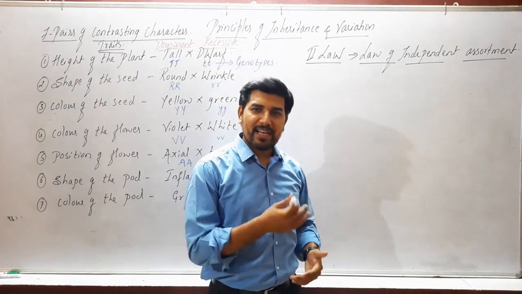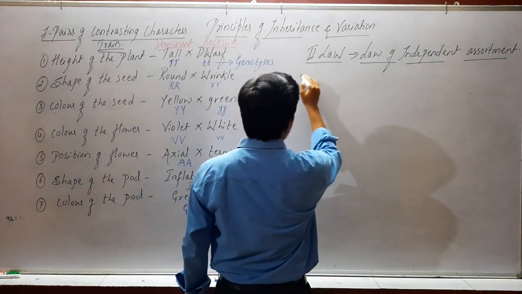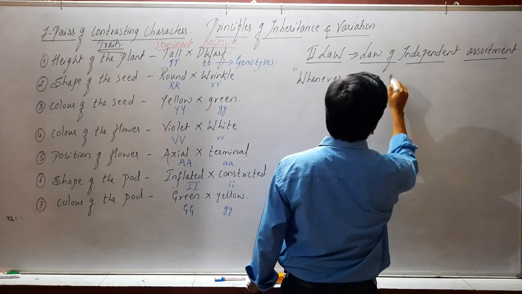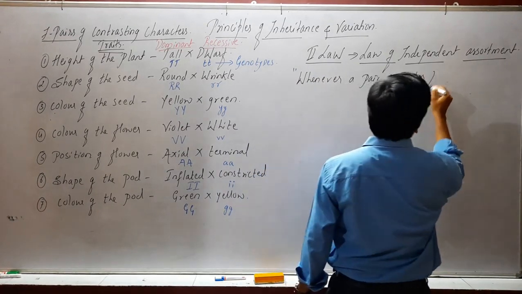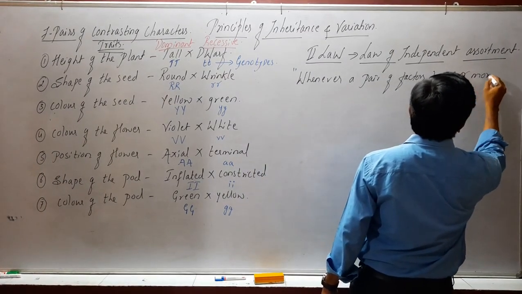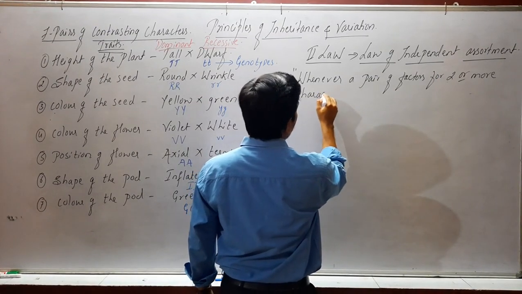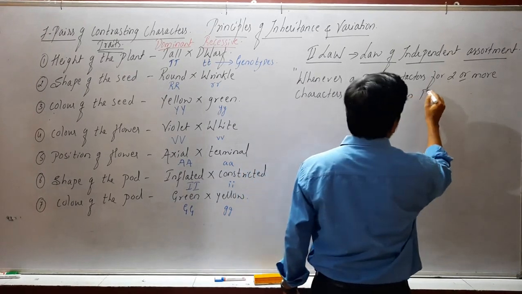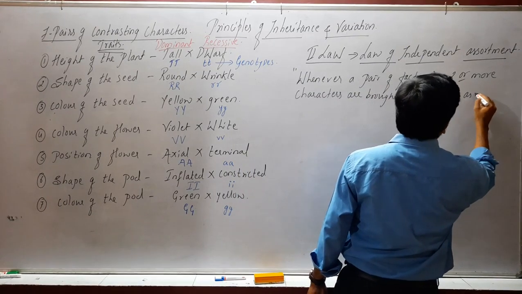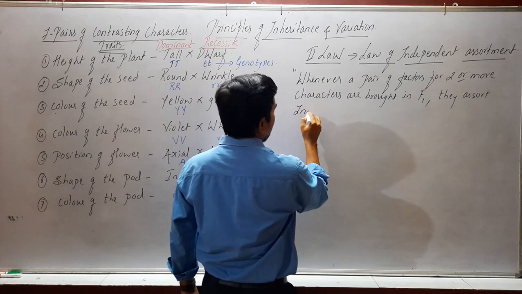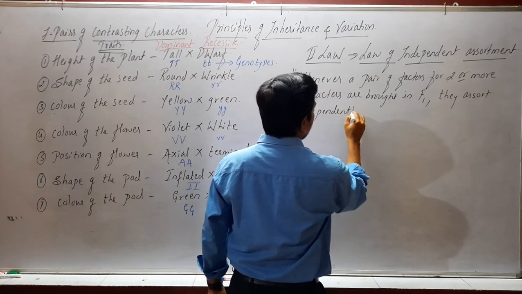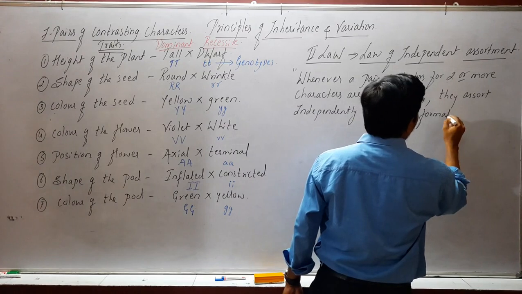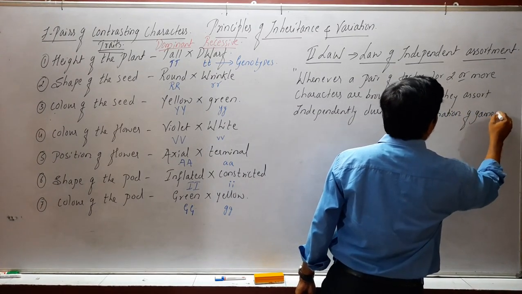First, let's look at the statement, then with an example we can see it. According to this, the statement is: whenever a pair of factors for two or more characters are brought in F1, they assort independently during the formation of gametes.